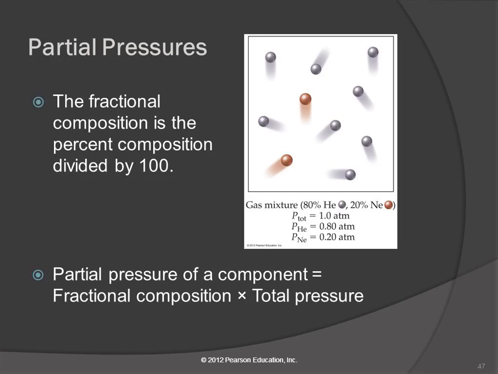So the pressure from the helium is going to equal the fractional composition. The fractional composition is just the percent divided by 100. So 80% becomes 0.8 times the total pressure. Well, 0.8 times 1 is 0.8. The partial pressure of the helium is 0.8 atmospheres. The partial pressure of the nitrogen is 20% over 100, 0.2 times 1, or 0.2. Does that make sense?